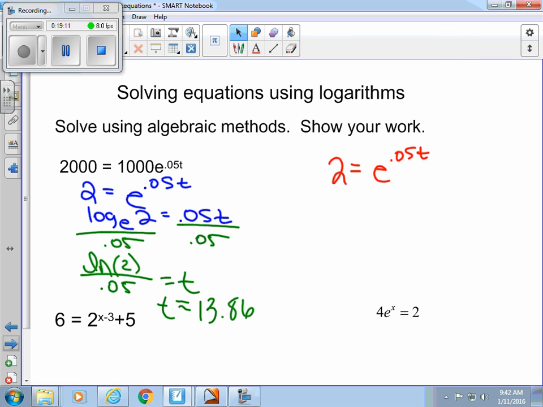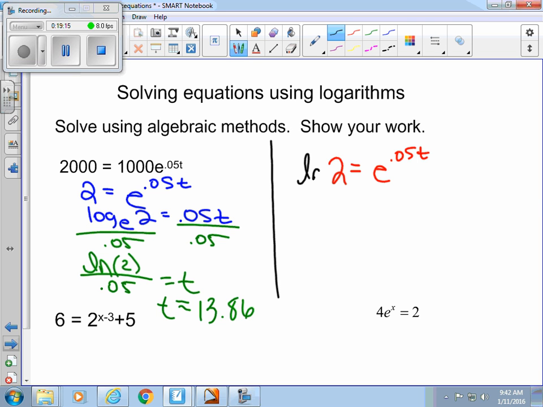So at this point, those of you who like the undoing process, you would take the natural log of both sides. So you get natural log of 2, the natural log of e cancel, and you have 0.05t. And you divide by the 0.05, you land in the same place. Those of you who prefer the other option, there it is. Questions about that one?